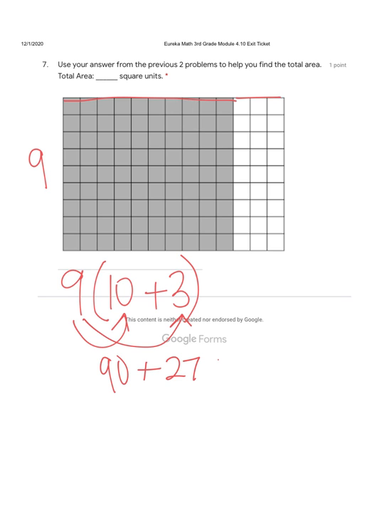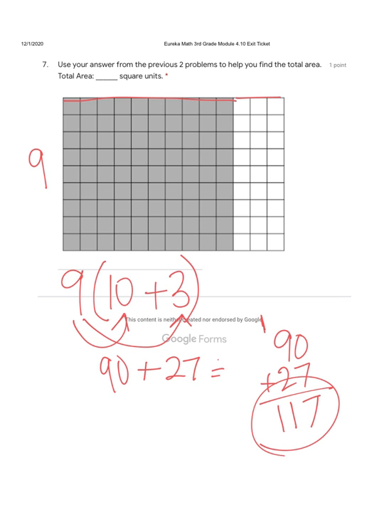So now we're adding 90 plus 27. If you're not sure, let's line up the tens place and line up the ones place. 0 plus 7 is 7. 9 plus 2 equals 11. So I'm going to put down the 1 and carry the other one to the hundreds place. 1 plus 0 is 1. So our answer is 117 square units in all.